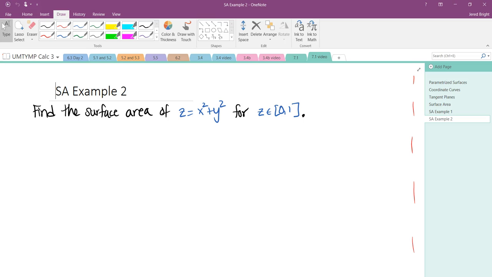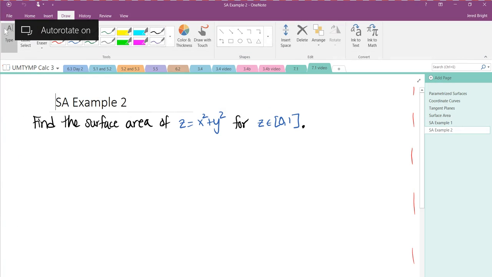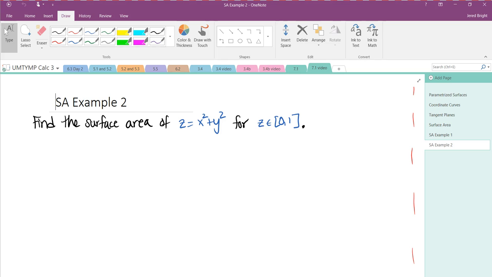Alright, and so we have one final example here, and we want to find the surface area for this function where we're restricting z to be between 0 and 1. Okay, great. But now, wait, we're not given a parameterization. So, okay, first thing we need to do is parameterize.